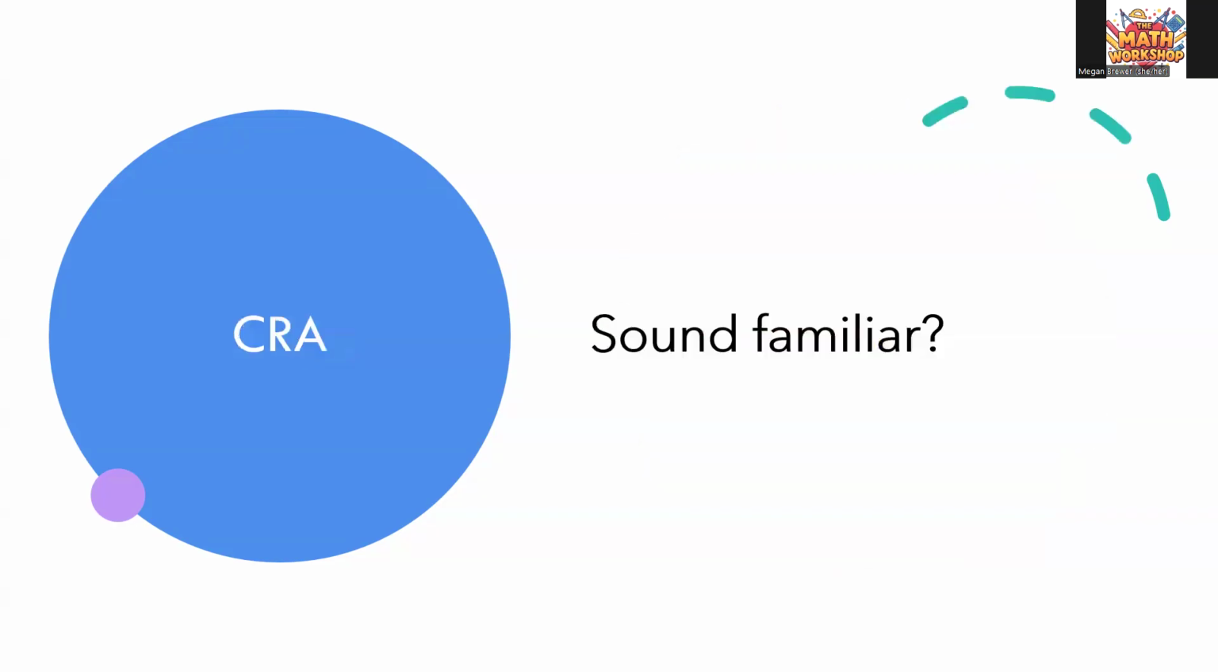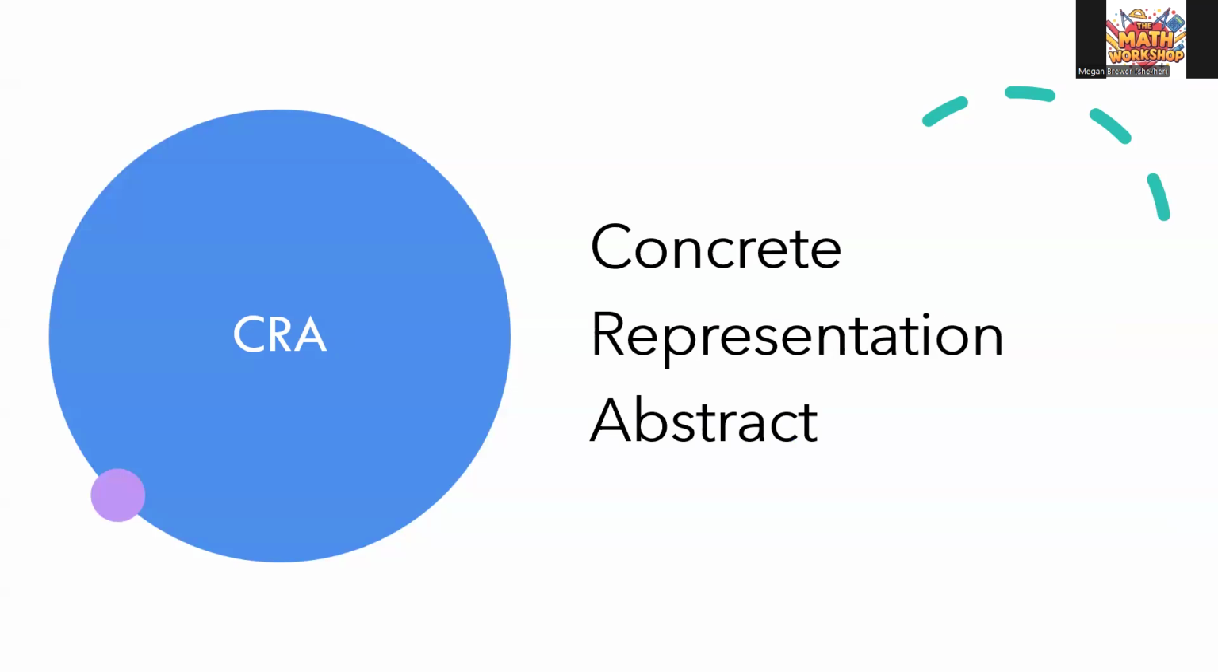But before we explore those tons of ways to use pattern blocks with students, let's pause for a moment and talk. Have you heard about CRA in math before? Does it sound familiar? What do you recall? CRA stands for concrete, representational, and abstract. This model has its roots in the work of psychologist Jerome Bruner. Bruner's theory of cognitive development, specifically his stages of representation, heavily influenced the development of the CRA approach.